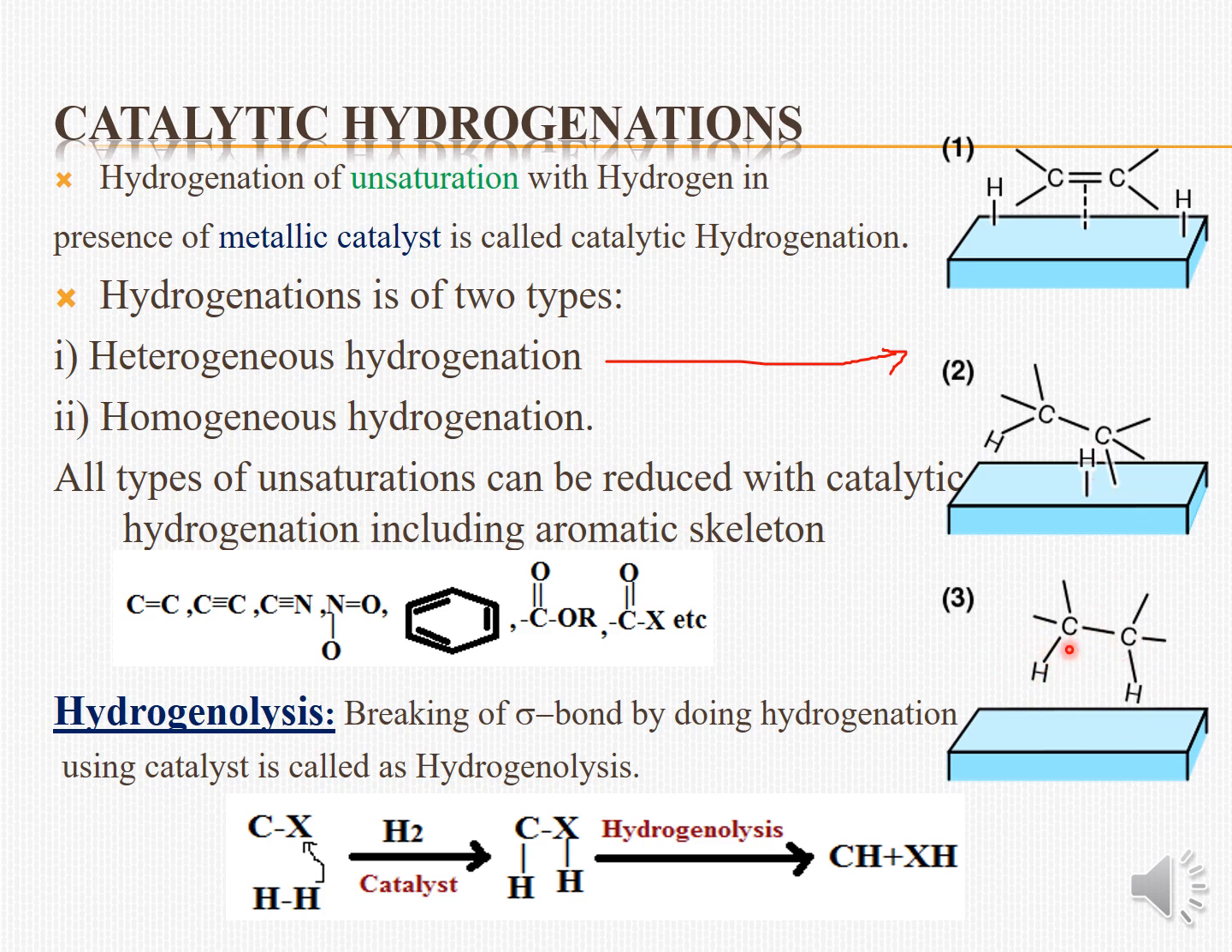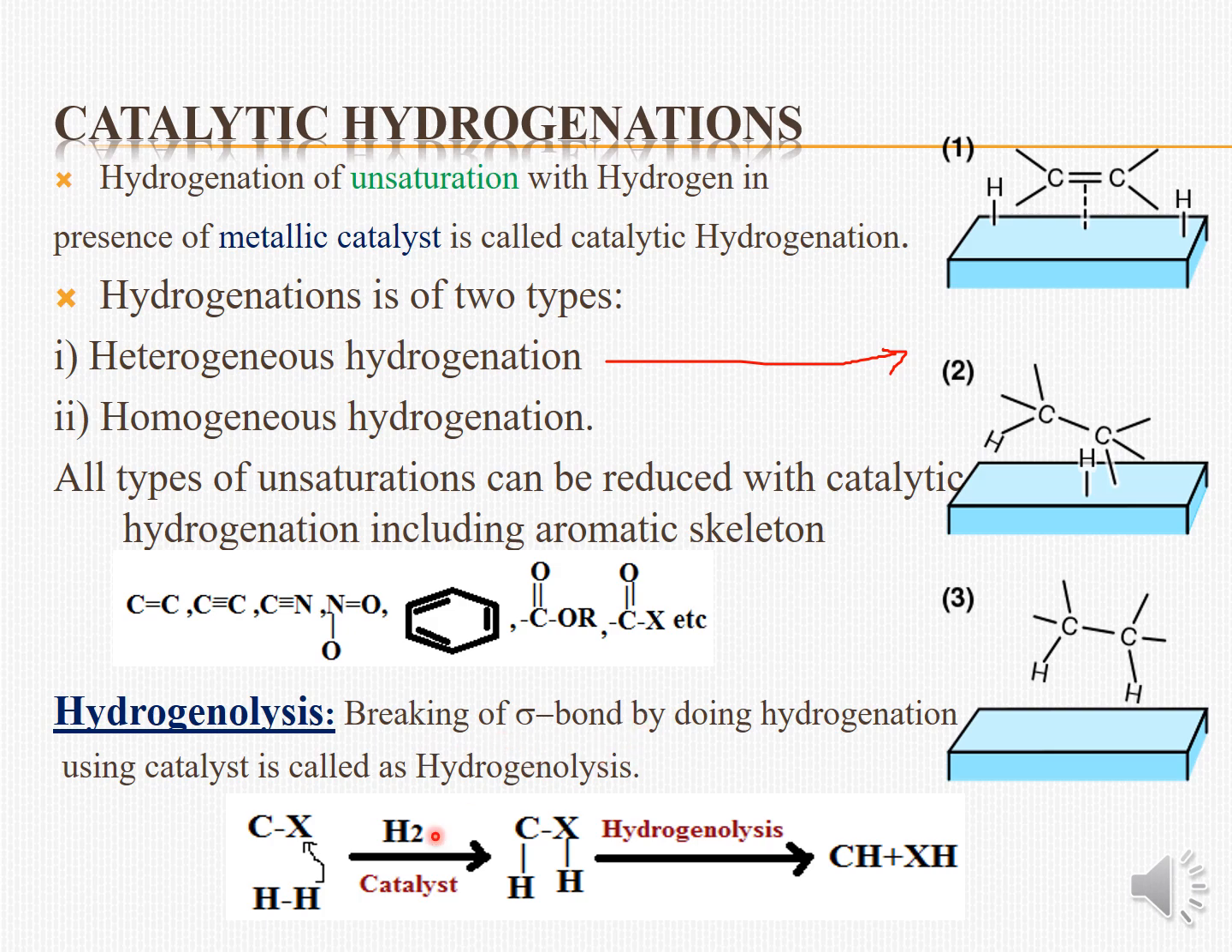It will try to take away this hydrogen, and slightly it will cleave out, resulting in the hydrocarbons. Okay, that is your heterogeneous hydrogenation process. Alright. Okay, let's begin with the hydrogenolysis.